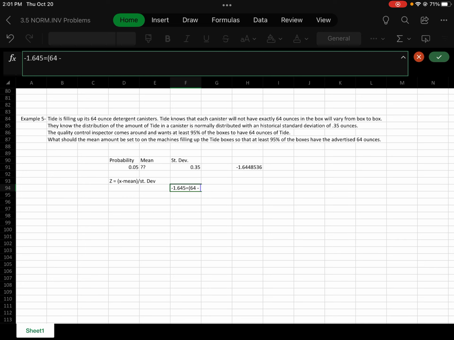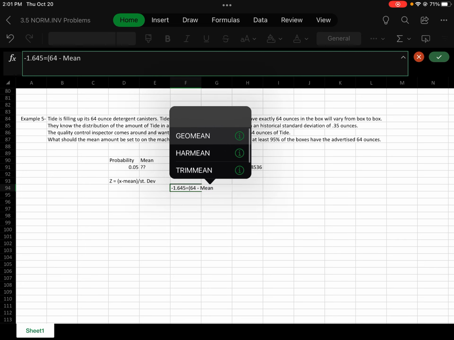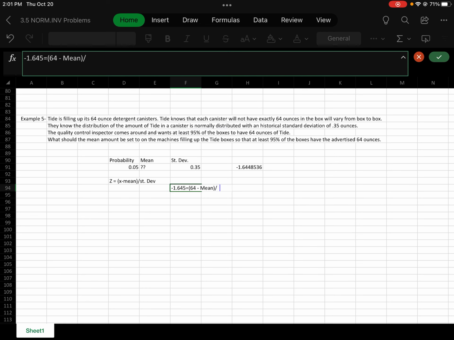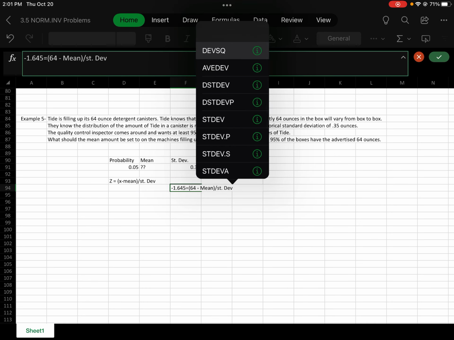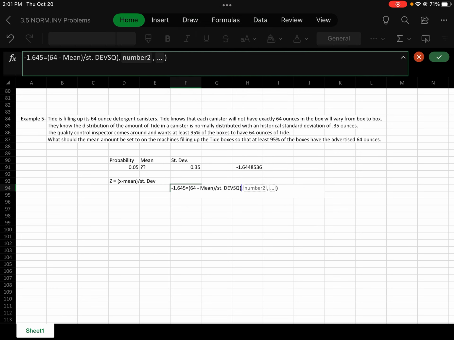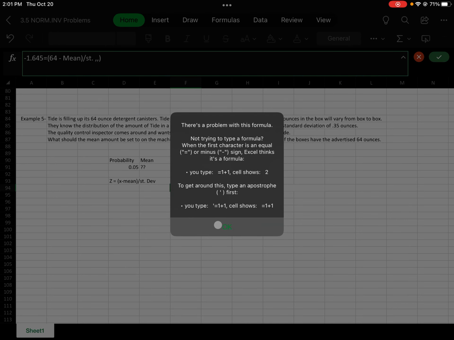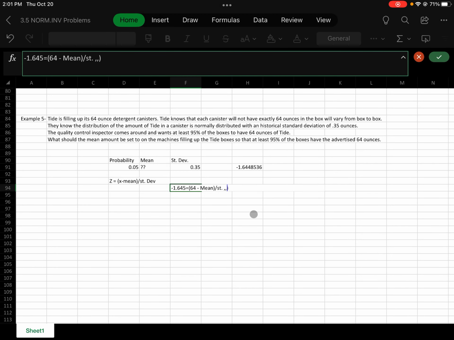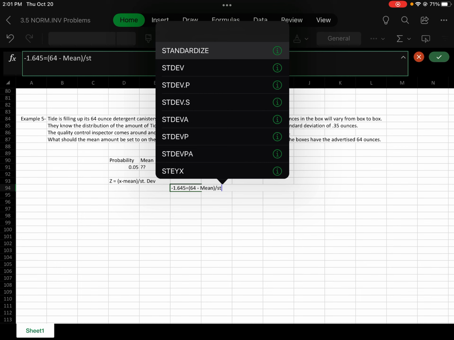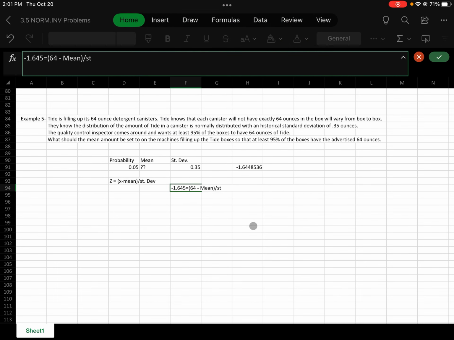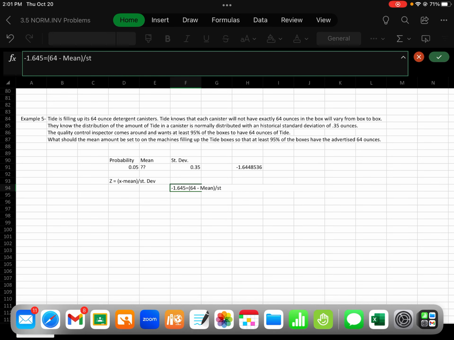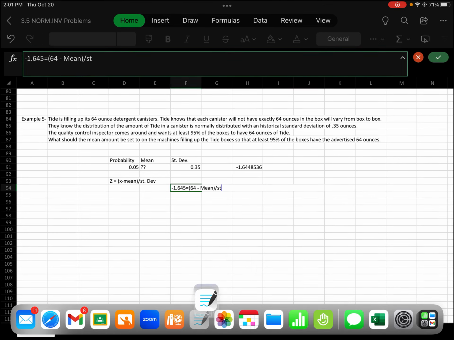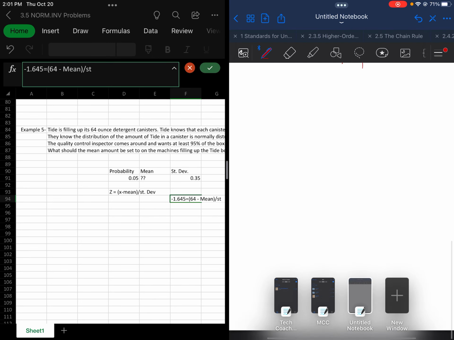Now that's going to be equal to 64 minus the thing I'm looking for, which in this case is the mean, divided by the standard deviation. So I need to solve this equation. It might be better to do that on a piece of paper here, so I'm going to go ahead and take out that piece of paper and use it.